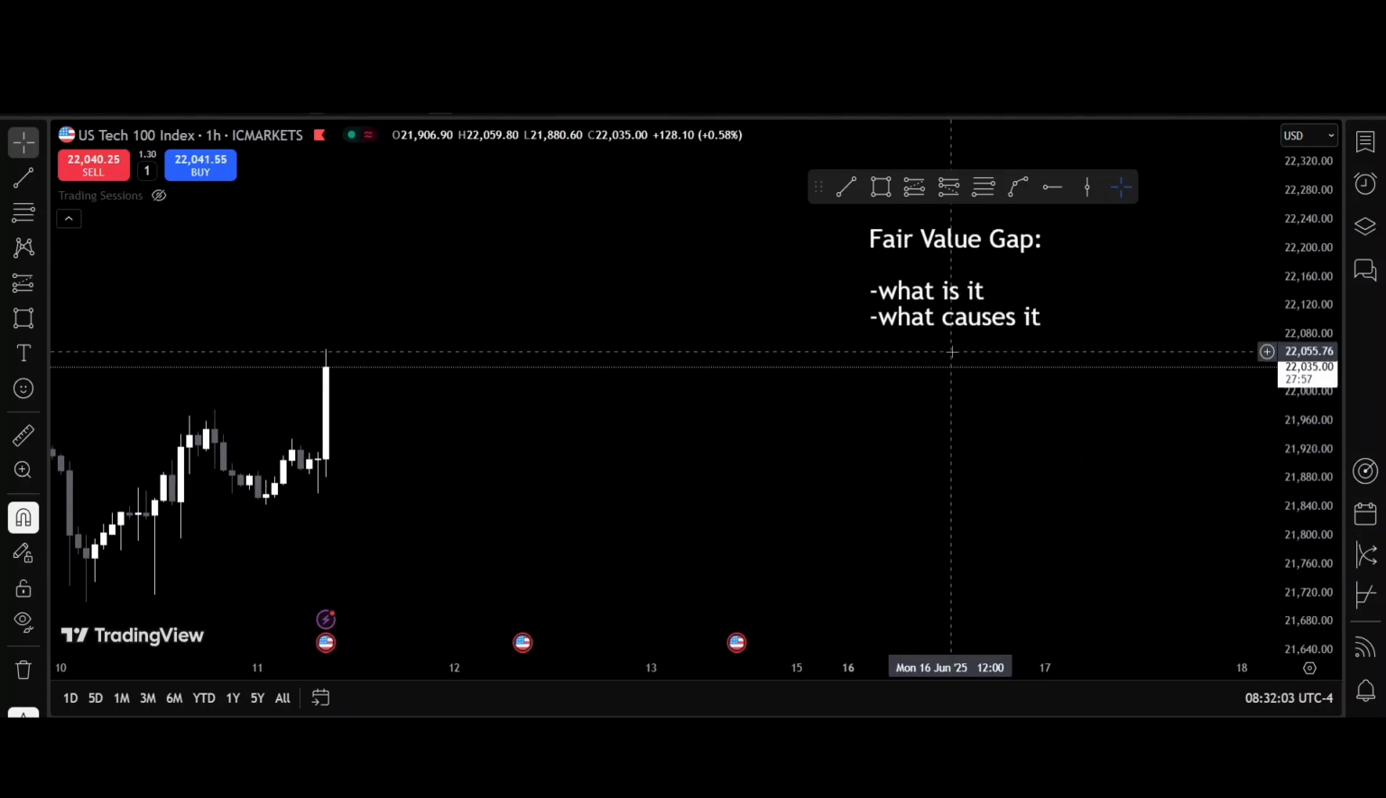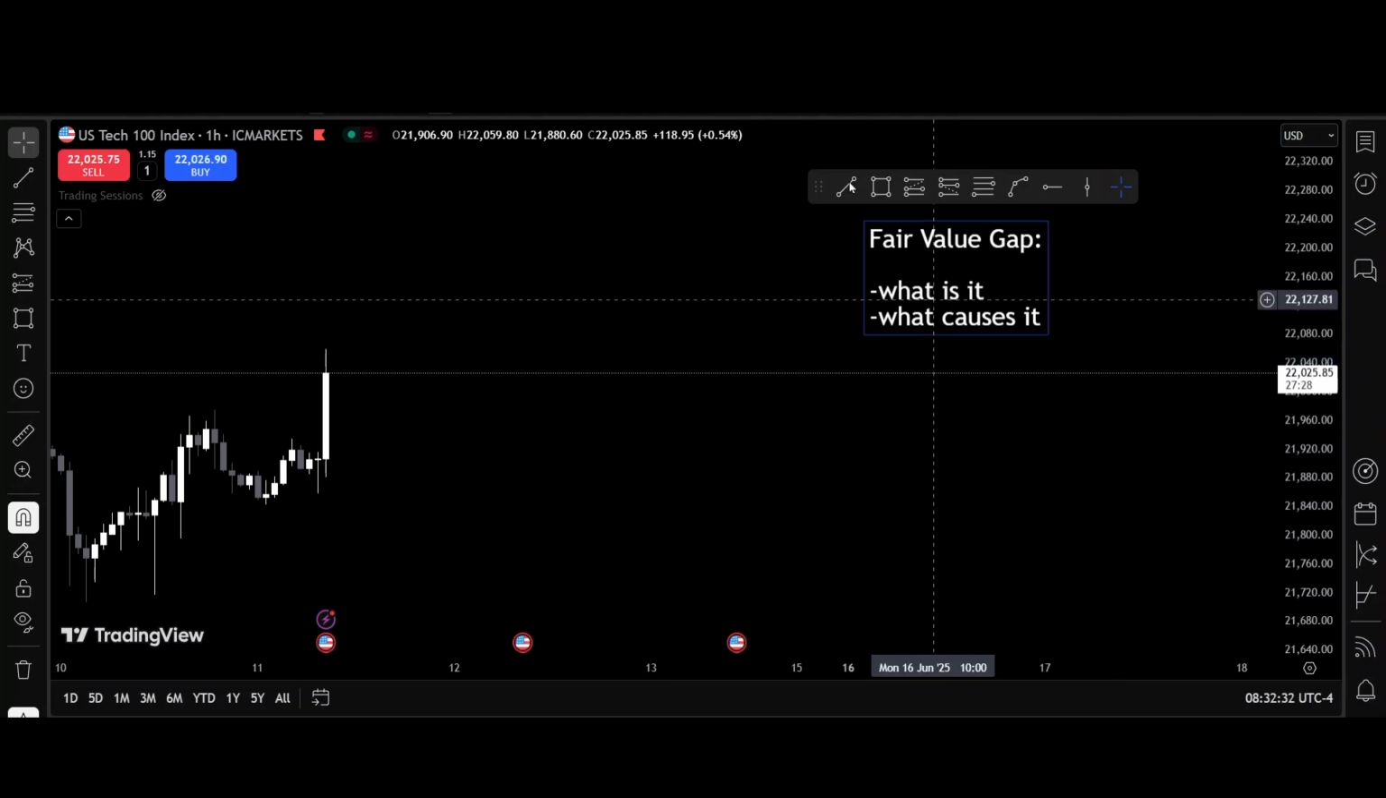Anyways, the common characteristics of fair value gaps are that price will often return to the fair value gap to fill the gap. Also, not all fair value gaps are respected. It's not a 100% rule. This is just a confluence that we use and take a trade off if it's in our favor. If it's not, we just simply don't take the trade, man.